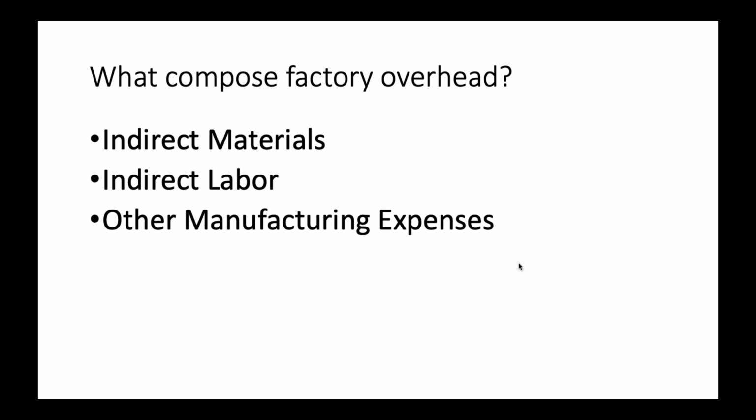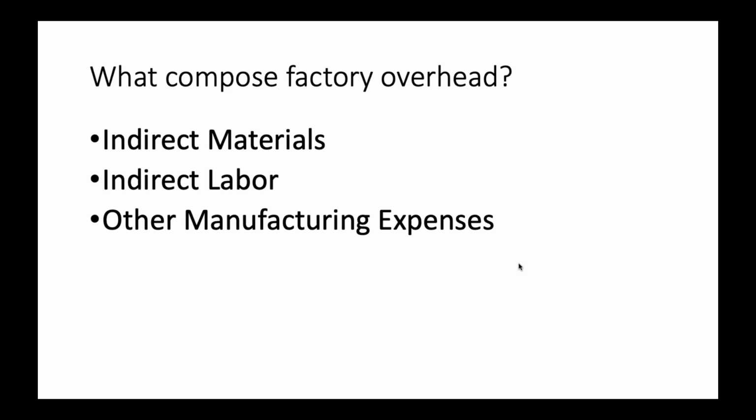Normally, these costs are accumulated into cost pools and allocated to units during the period, and it is charged to expense account when the units produced are later sold as finished goods. Now, the factory overhead is composed of indirect materials, indirect labor, and other manufacturing expenses.